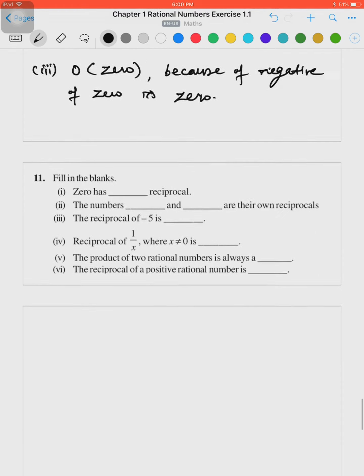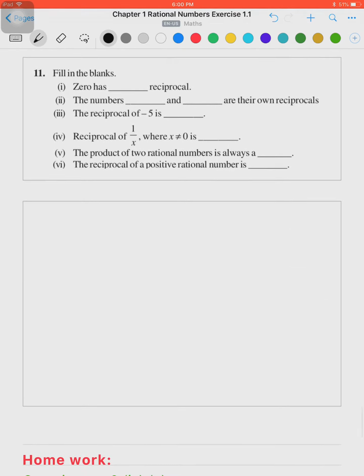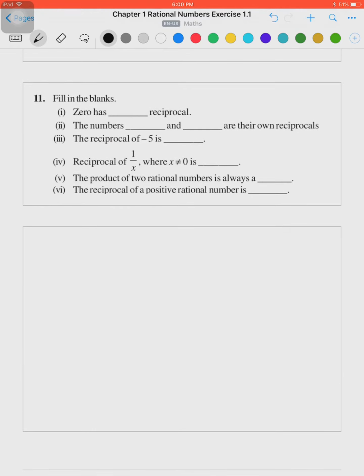Okay, next and the last question of this exercise. This is answer number 11. You have to fill in the blanks. So first, 0 has dash reciprocal. The answer is 0 has no reciprocal, because 0 does not have any reciprocal. Second, the numbers dash and dash are their own reciprocal. Numbers 1 and minus 1 are their own reciprocal.